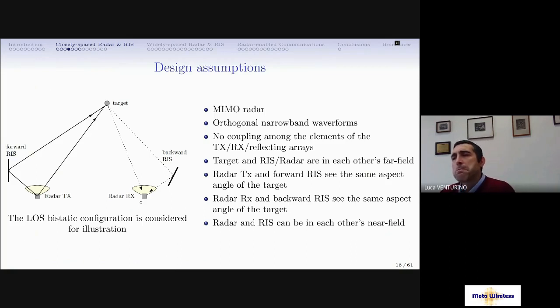Finally, we assume that the RIS and the radar can either be in the near field or in the far field. So we keep this assumption general, okay? And as we will see, the achievable performance can be much different if we can reduce the distance between the RIS and the radar. I will give you some details on this later. What I want to point out here is that only the target is in the far field of the radar, not the RIS.